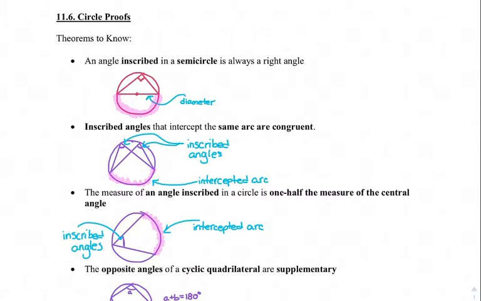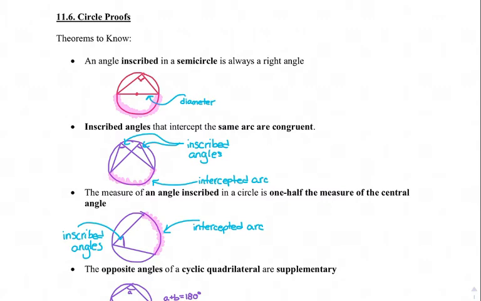So, 11.6 is circle proofs, and so is 11.7. We're just going to talk about some theorems you need to know, and then it's mostly about just practicing them. So, recall this information. This is from both Unit 10 and 11 because both of these units are circle units.